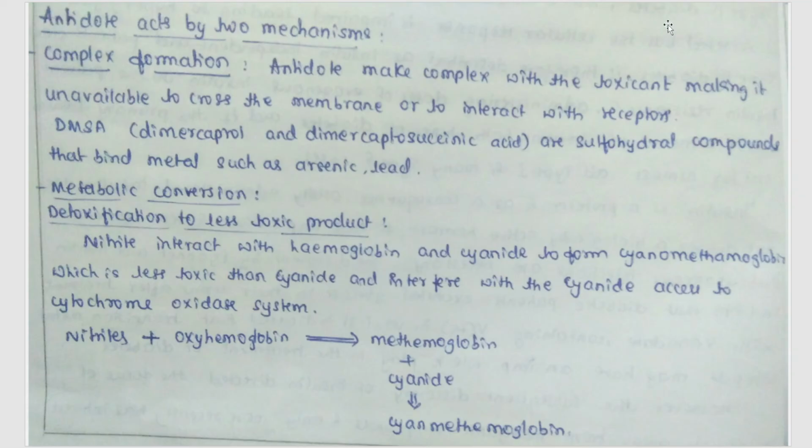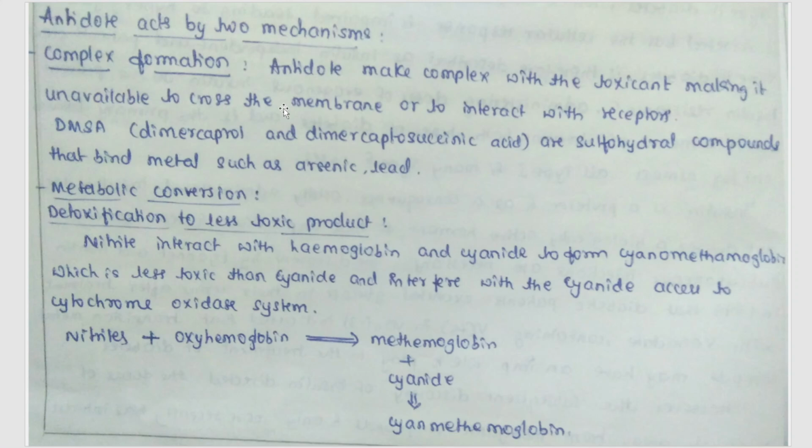Next is the mechanism. How does this antidote work? One, it works with complex formation. Second is metabolic conversion. So in complex formation, what happens, students? Here the antidote forms a complex with this toxic substance, and because it has formed that complex, it is like it is trapping that poison so that it is not free to interact with the receptor or to enter the cell membrane. That is, the antidote that you are giving into the body forms a complex with that poison, because of which the poison is not free to enter the cell or to interact with the cell.